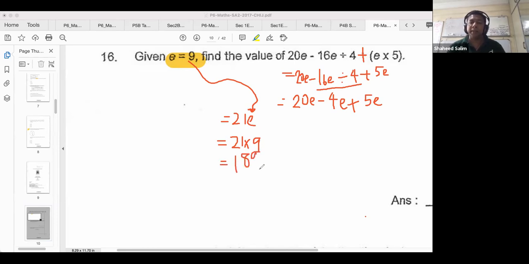Now, I need to check whether you understand. If not, I need to repeat this. Darwish, you understand? Zahin, you understand? Little bit. Little bit, okay.